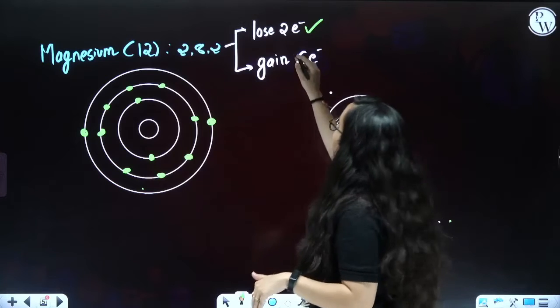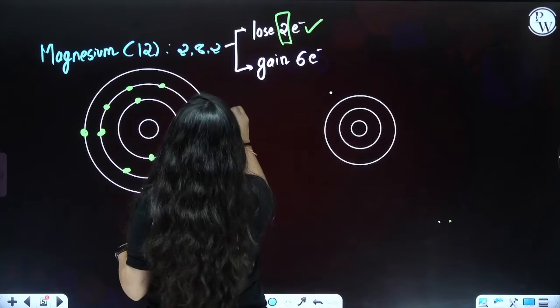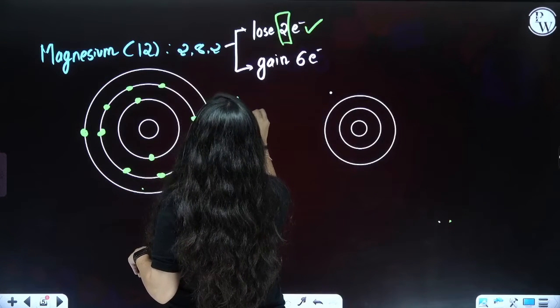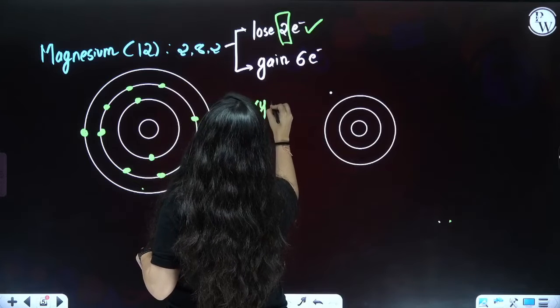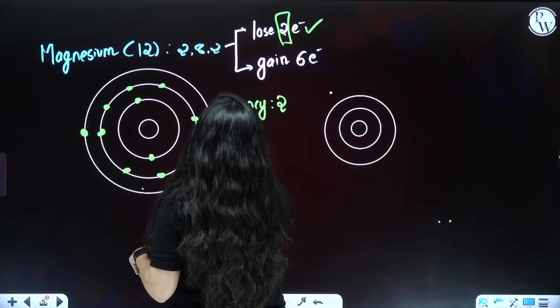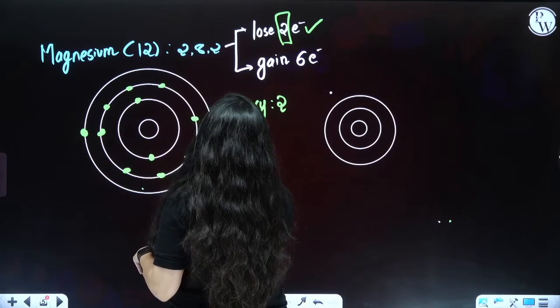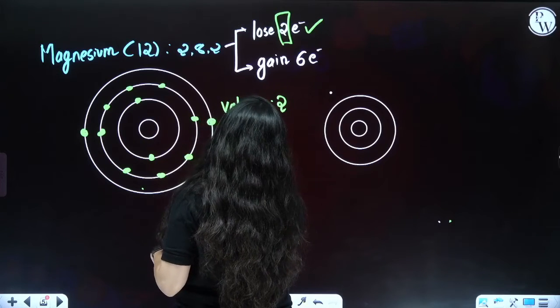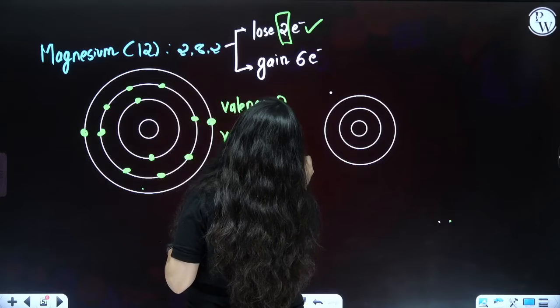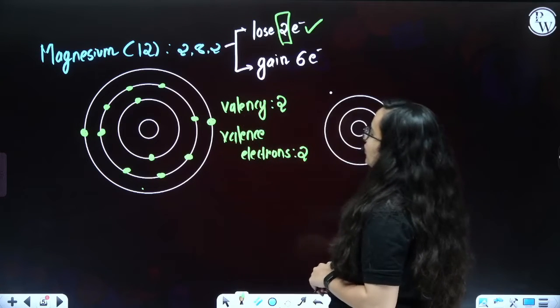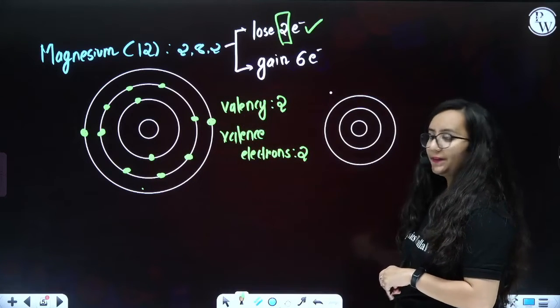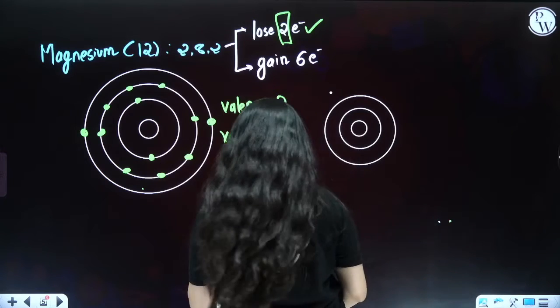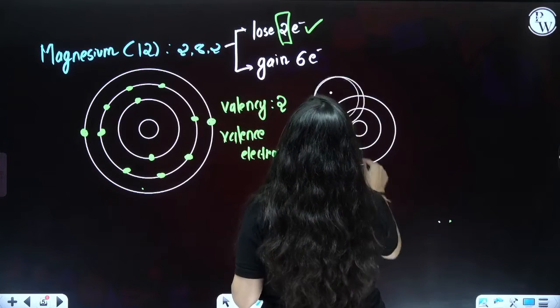So what will be its valency? Its valency will be 2. If you talk about valence electrons, it is 2. Okay, let us now talk about another example.